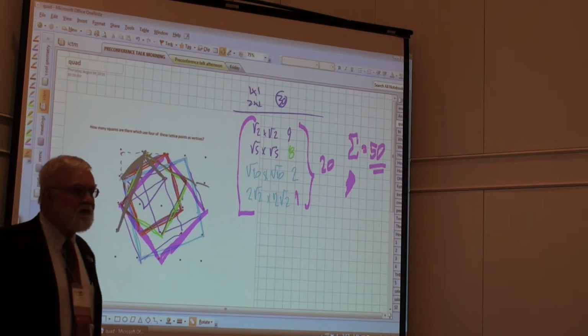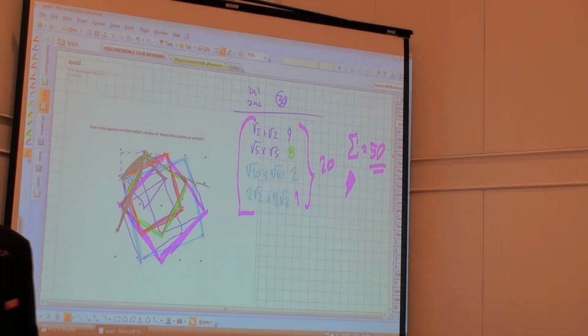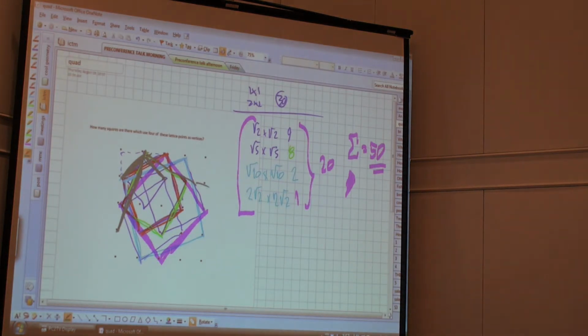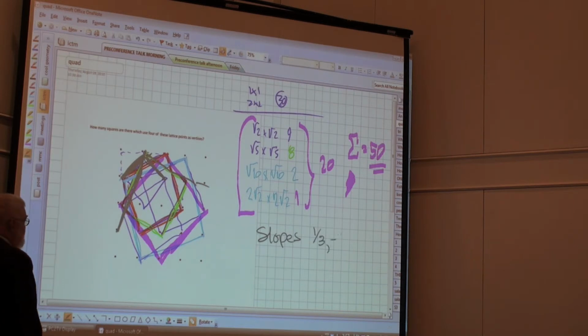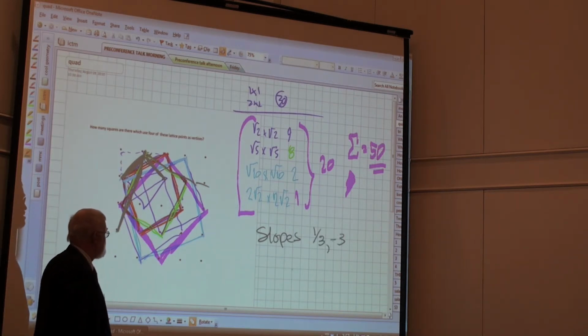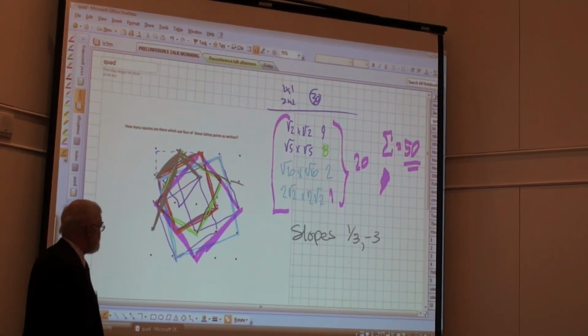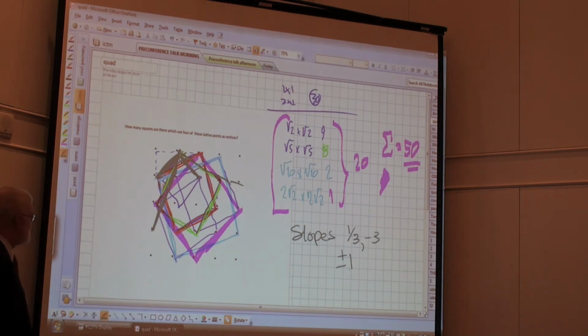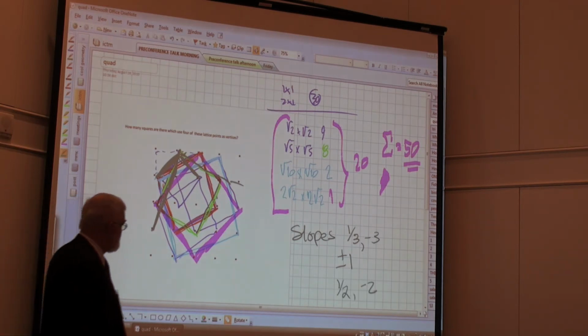Does that make sense? And so the slopes that you used are, actually, they are 1/3 and -3. Could you write that down? Okay. Slopes 1/3 and -3, and that was for the root 10 by root 10s. Slopes of positive and -1, and that was for the root 8 by root 8 and the root 2 by root 2. And a slope of 1/2 and -2 for the root 5 by root 5.